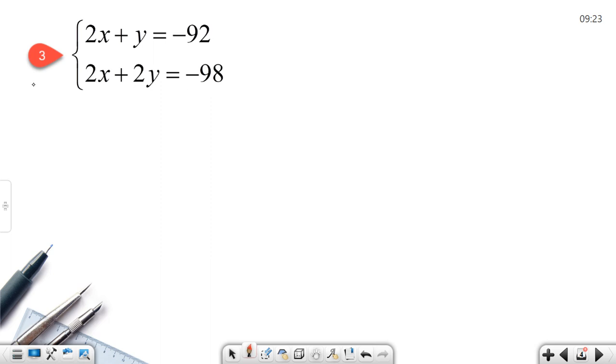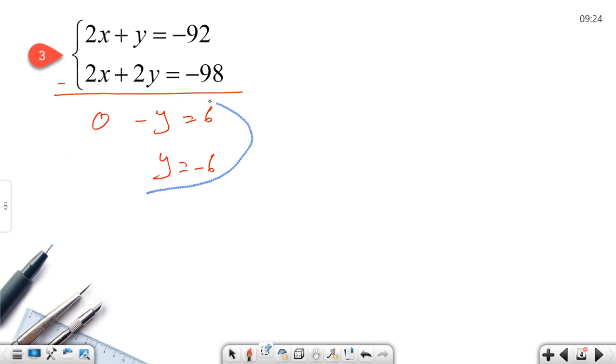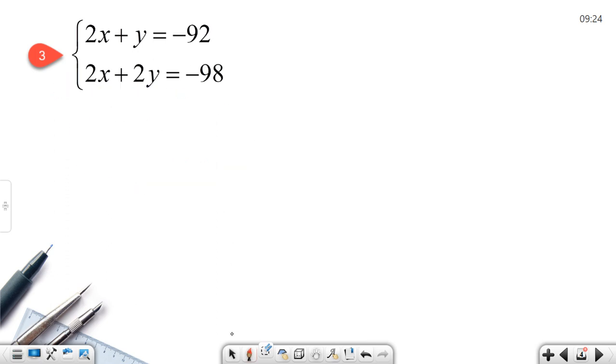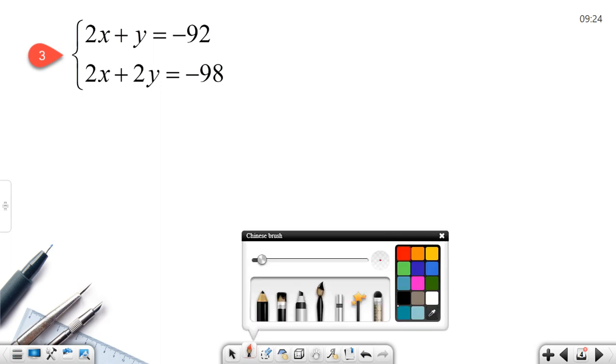In this equation, if you subtract both sides, even though this is a substitution question, if you add or subtract both sides of the equation together, 2x minus 2x is 0, y minus 2y is minus y, and minus 92 minus 98 is plus 98, which gives 6. Minus y equals 6, so y equals negative 6. You can find the value with that method. This is an easy way, but the topic is substitution. How can we solve this equation by substitution?